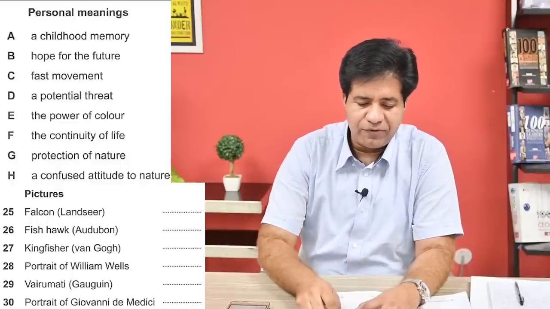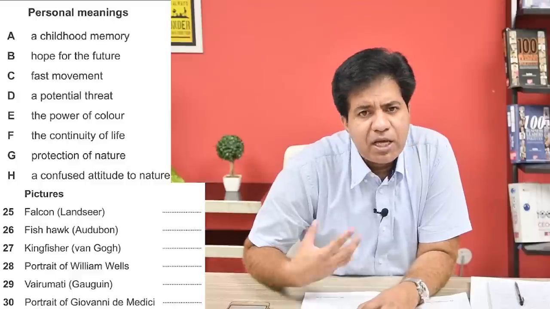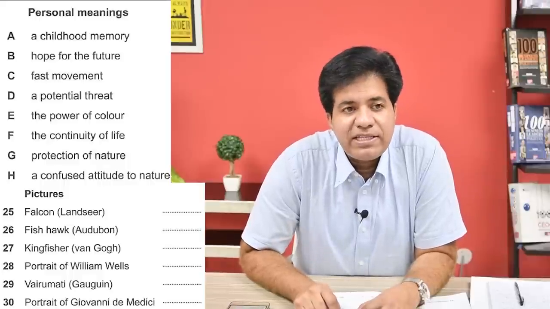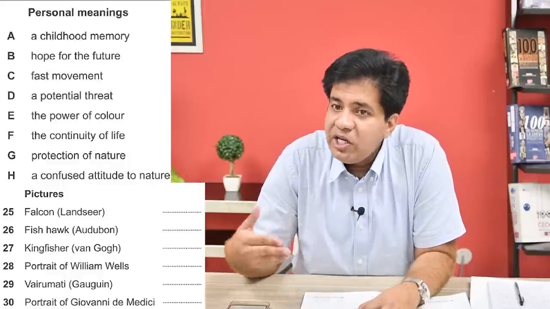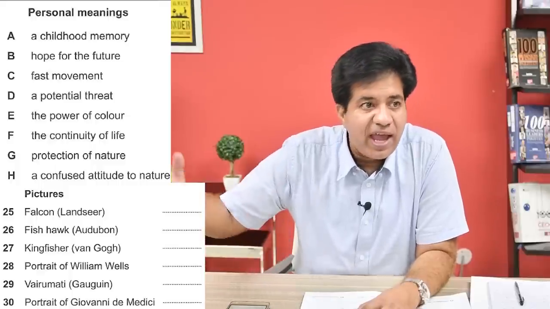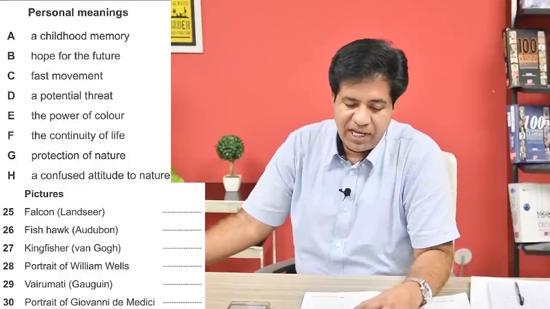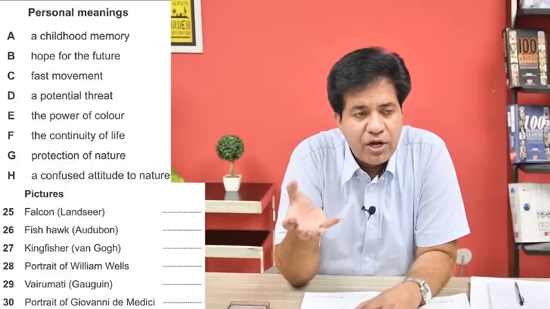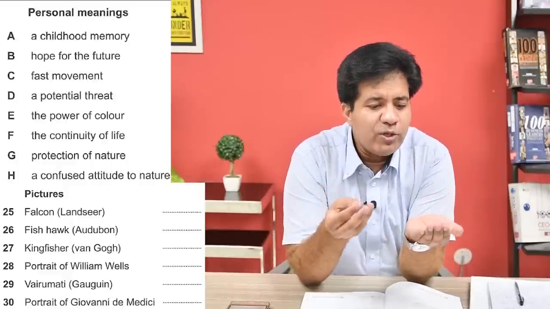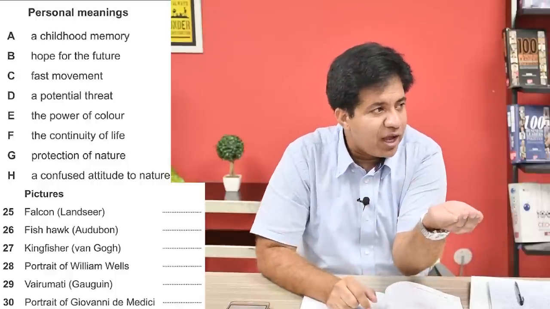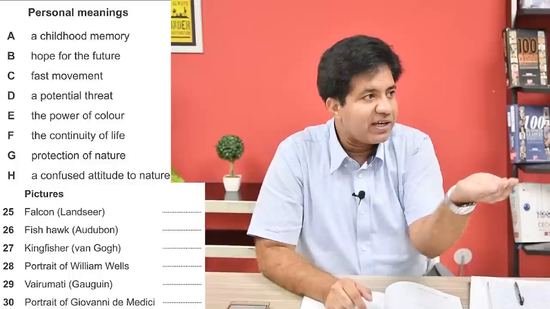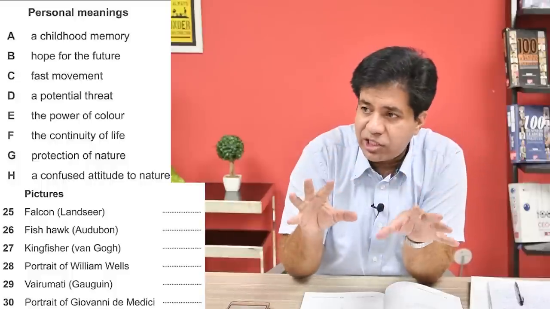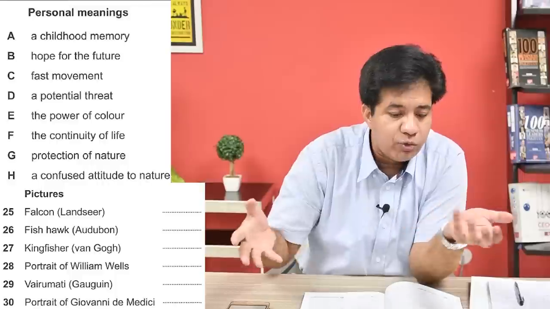Option E, power of color. Very simple. They'll speak about the color power and all that. Option F, continuity of life. For that they say life goes on, life continues, life continues to exist or anything like that. G, protection of nature. Now they will speak about an option which shows protection of nature. For example, there's a boy who is holding the eggs of a bird and trying to put them back into the nest, so protecting nature. They will not use the same words, but they will show the actions. Those actions actually show protection of nature.